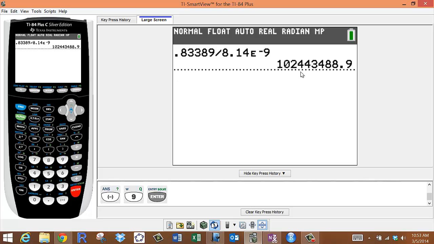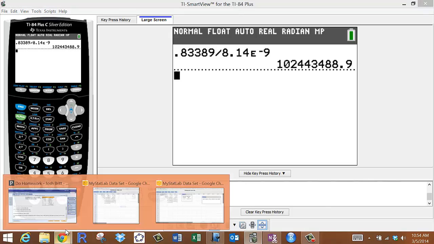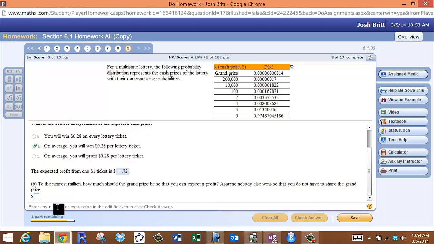Now, what you want to pay attention to is that this number here, no matter what this decimal is, we're always going to round up to the next nearest million. Because remember, this is the exact grand prize that will give us an even game. But we want to know what's a profit. So if we knock off even this 9 here, we're going to be losing money. So we need to round up. So even though this is a 4, we're still going to round to 103 million. So let's go back over here. 103.